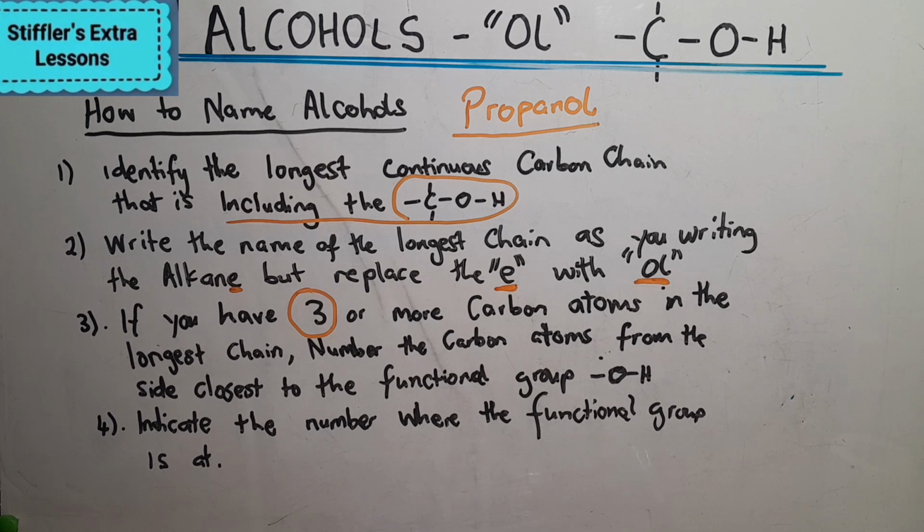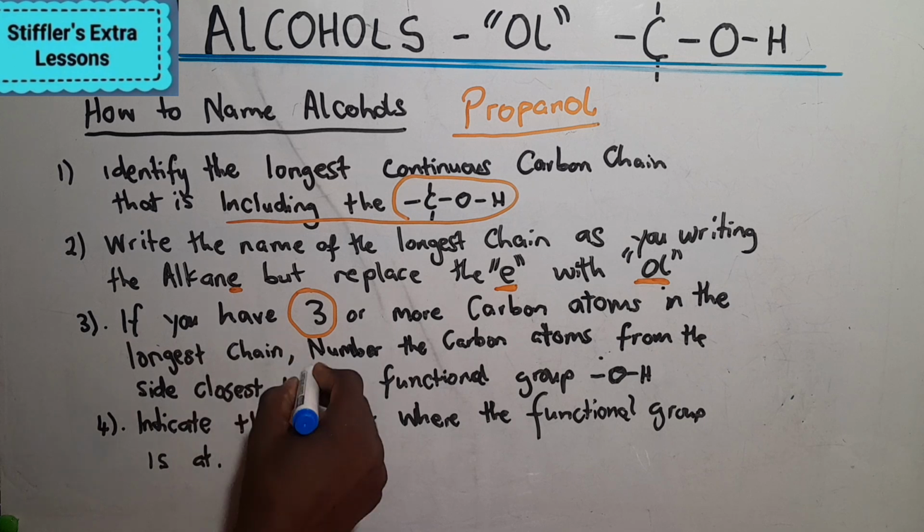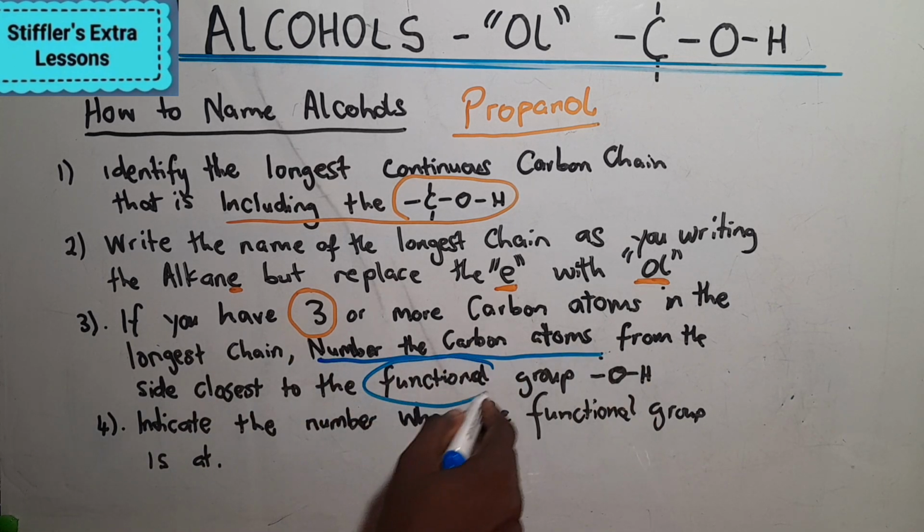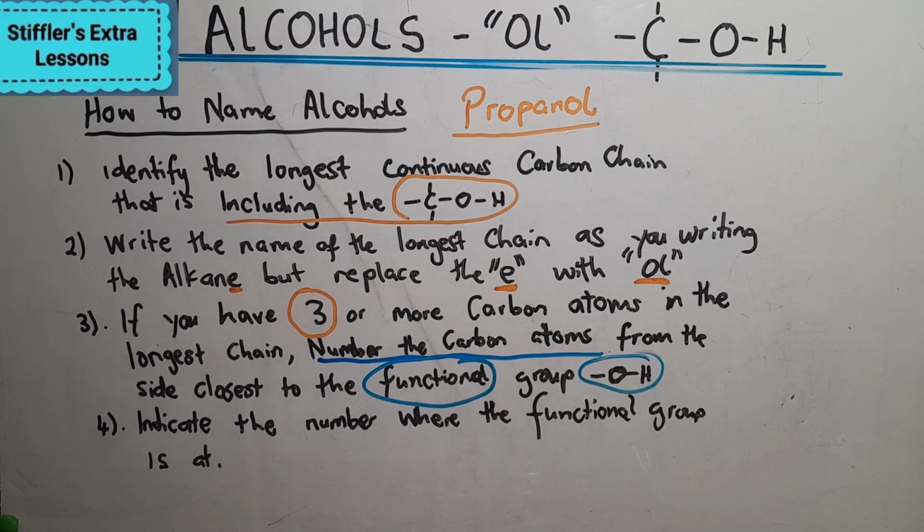So if you're having 3 carbon atoms in the longest chain or more, right? Now we are supposed to number the carbon atoms from the side that is closest to the functional group, which is the OH, right? And still we indicate the number where the functional group is at, just like we're doing in the previous topics, right? We just number the carbon atoms and indicate where the functional group is at.